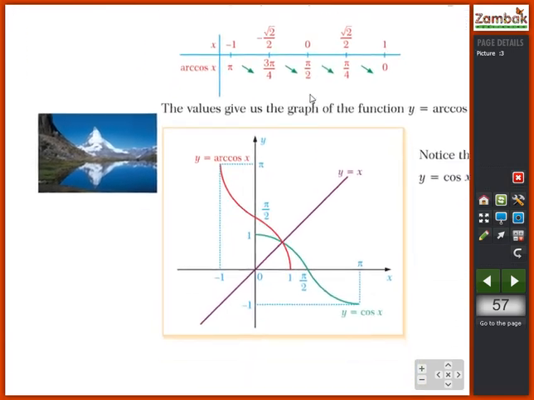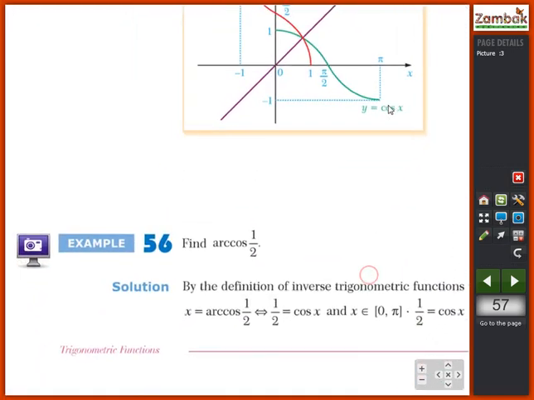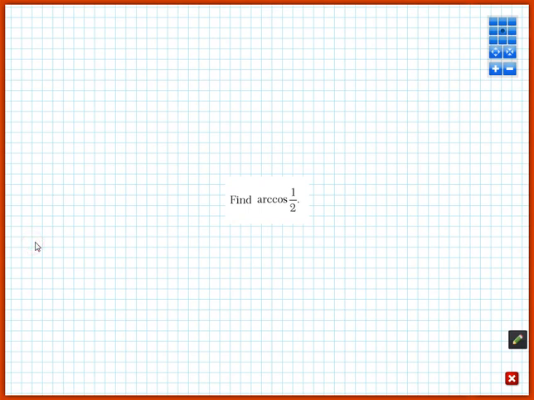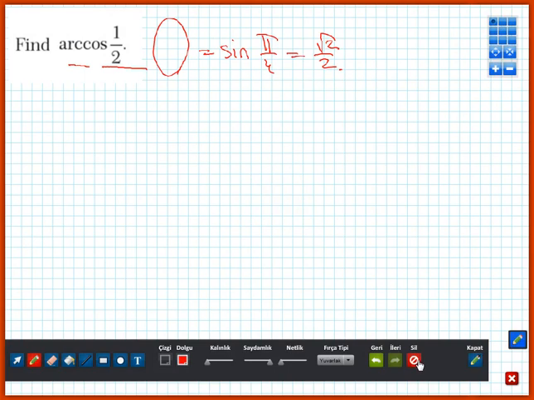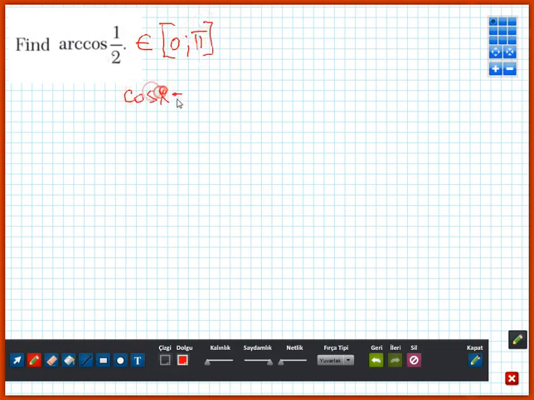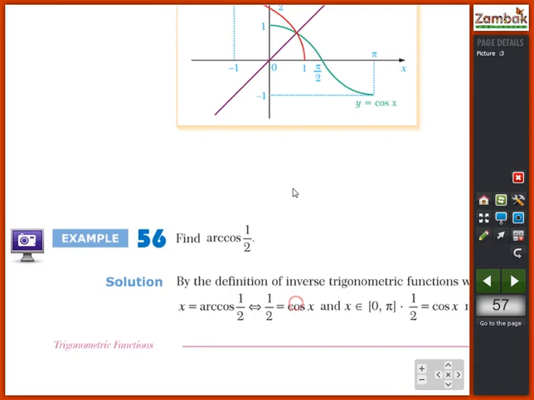Okay, here we have this one. The question is, what must be the angle between 0 and pi so that the cosine for that angle will be 1 over 2? Cosine x is equal to 1 over 2. We have to find the x between 0 and pi for which cosine is equal to 1 over 2. It's 60 degrees. x is equal to pi over 3. Okay, let's solve another one.